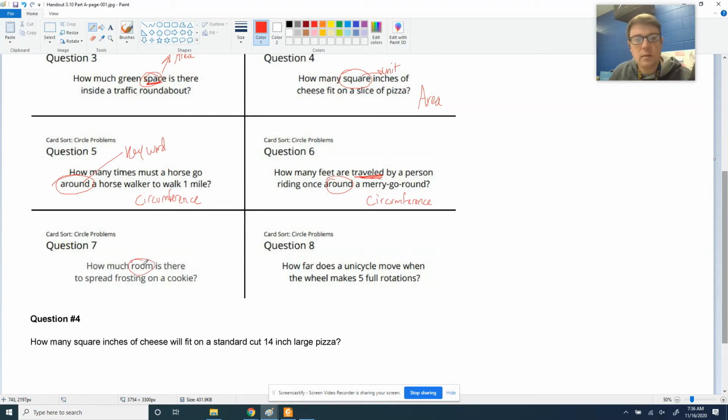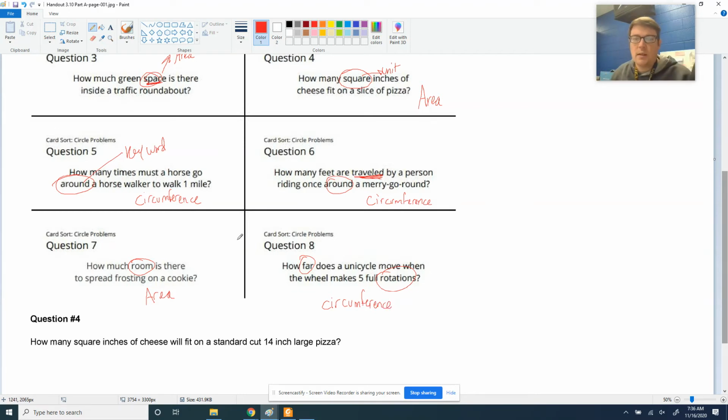Room, space, spreading frosting on a cookie, you're covering a space. So that's an area. And how far does a unicycle move when the wheel makes 5 full rotations? Anytime you see the words rotations, how far, those are distance words, which are dead giveaways that it is circumference. So your lesson today has you pick area or circumference.